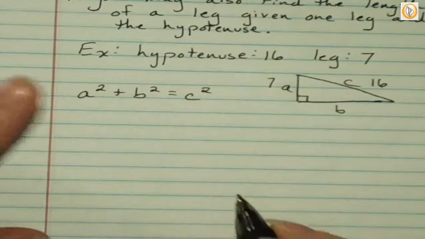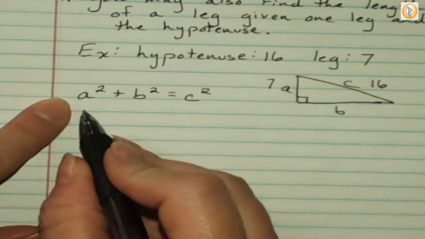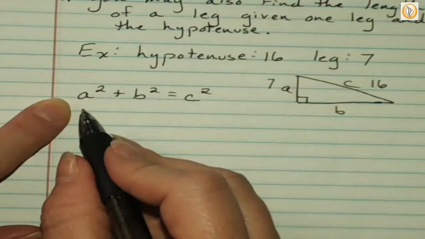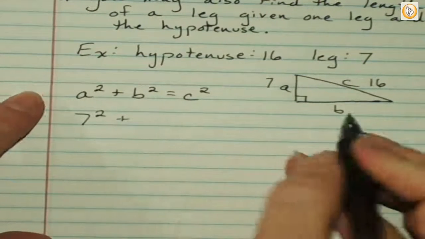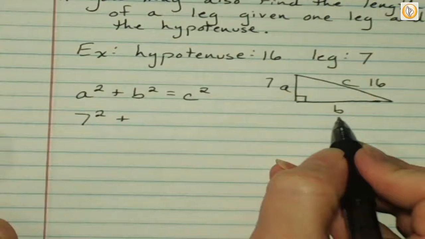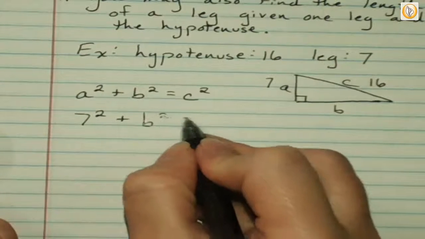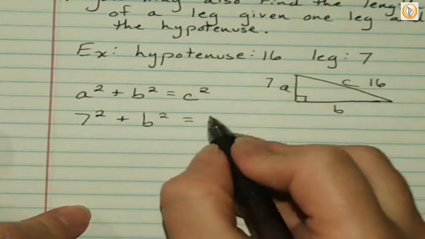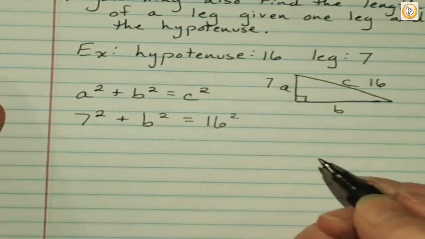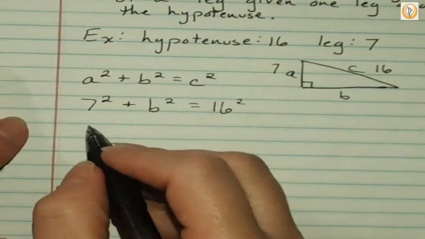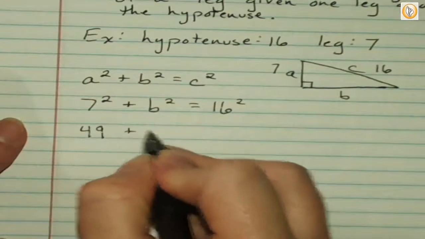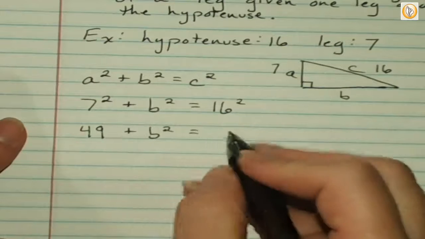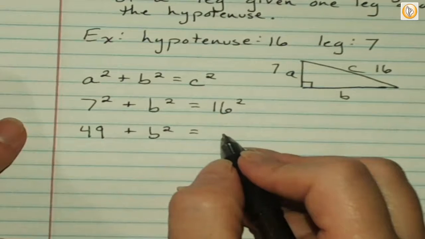All right, so what is A, Kelly? A is 7. So we do 7 squared plus, do we know what B is? No, so it stays B squared. And then we have 16 squared, right? Yes. Okay, so 7 squared is 49, plus B squared equals what's 16 squared?